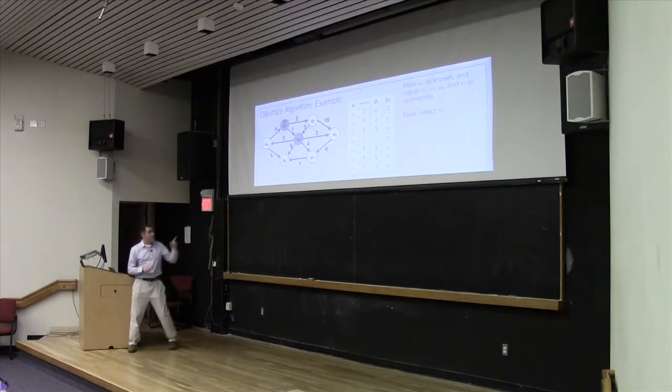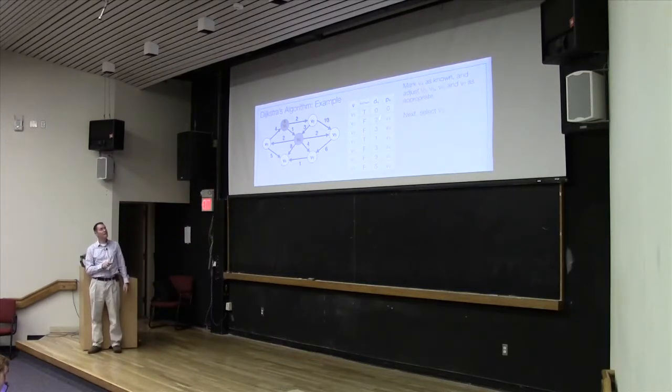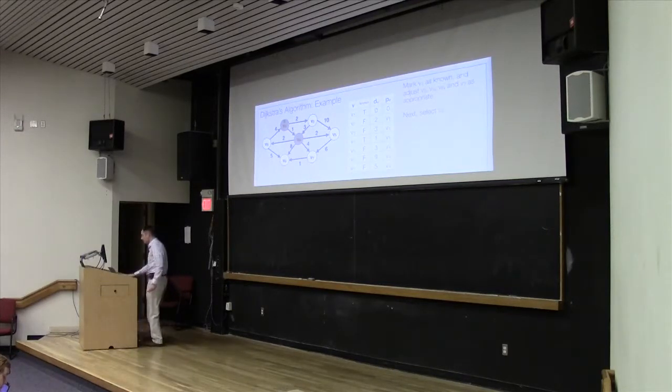All right. Then we select V2. Why do we select 2? Well, you look at the rest of the ones, and you say, which one of the unknown ones, 2, 3, 5, 6, or 7, has the least distance right now? 2 does. 2 has the least distance. Okay? So we go to 2. We do that one.